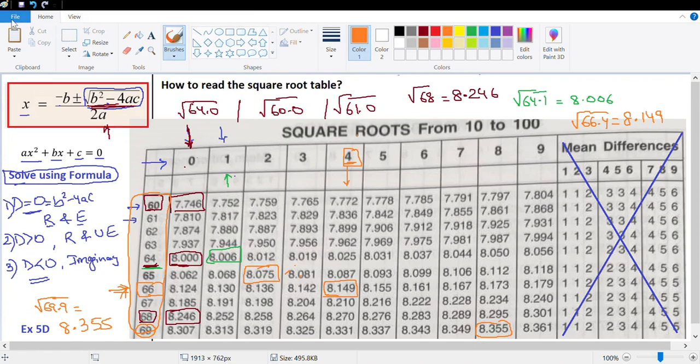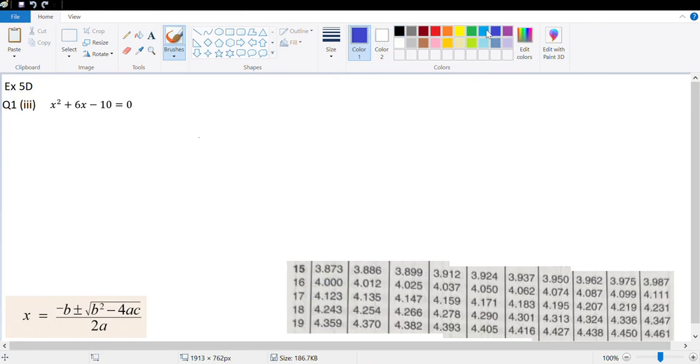Let's solve some questions. Maybe this will get even more clear. The first question that we do is exercise 5D, question number 1, part 3. It says solve each of the following equations using the formula. If the question says using the formula, you need to use the formula. So compare with ax square plus bx plus c is equal to 0. We get a is equal to 1. A is the coefficient of x square. B is the coefficient of x, which in this case is 6. And c, which is the constant, in this case is negative 10.